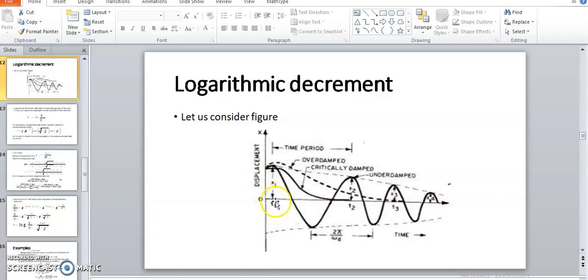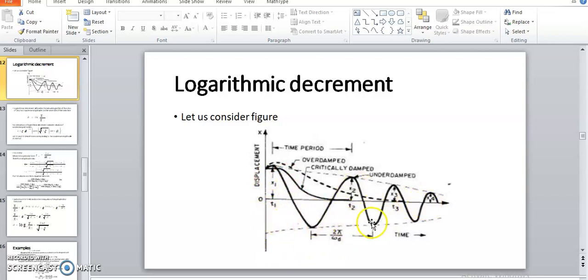At a particular time t1, the maximum displacement is x1. At time t2, the maximum displacement is x2. At time t3, it is x3. At time t4, it is x4, and so on until the amplitude becomes 0. So it is a cyclic nature.